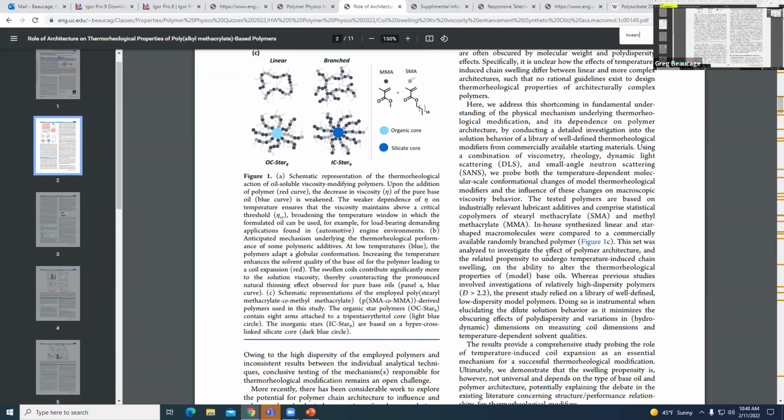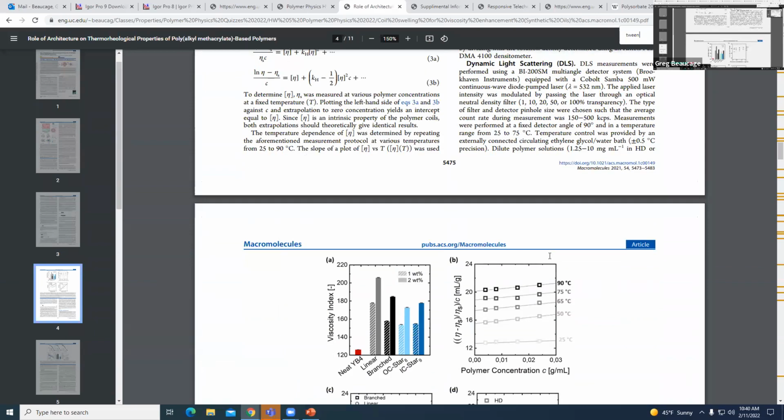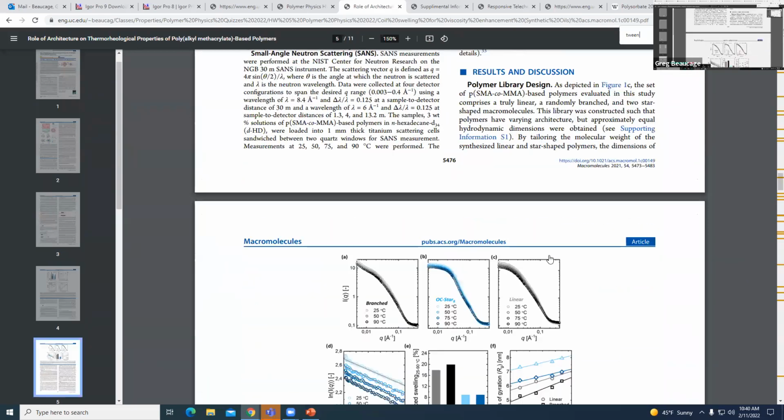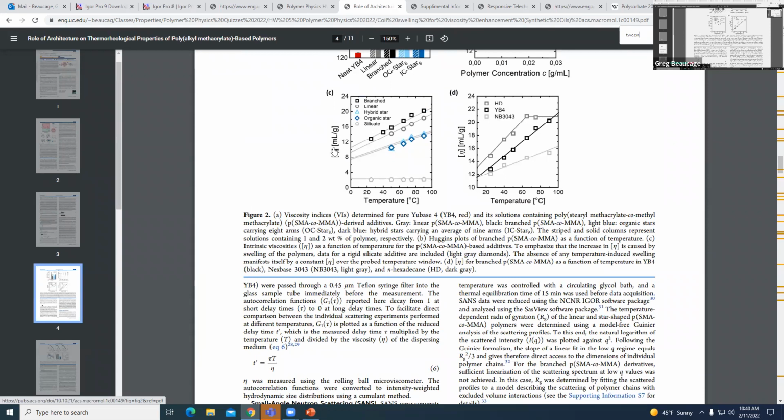So anyway, the only part of this I'm really looking at is that they do viscosity measurements. They get the intrinsic viscosity, that number versus temperature. That's basically measuring the overlap concentration, right?